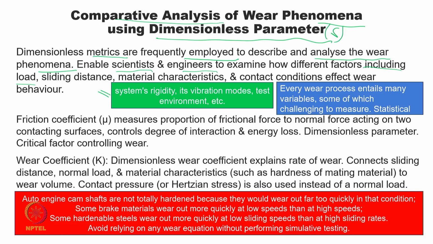Now, coming to the wear phenomena, we say every wear process entails many variables. As far as my knowledge is concerned, even for adhesive wear, if I go with a micro model kind of thing, there are 25 variables, so how will I account for those? There are so many variables, and many variables cannot be measured also. We know these are the variables, but how do I measure them? That is why we say the wear phenomenon itself is statistical, and the wear coefficient is statistical.